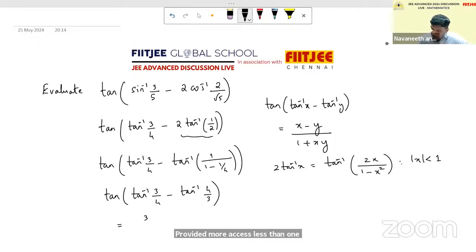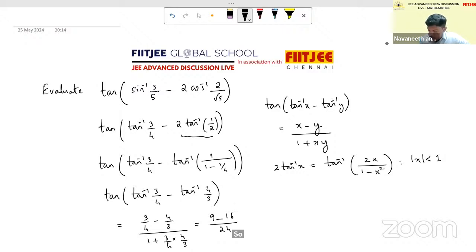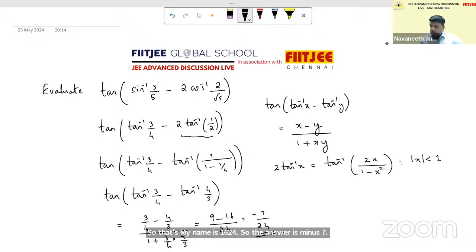So now applying the final formula, I'll be getting this as 3 by 4 minus 4 by 3 by 1 plus 3 by 4 into 4 by 3. So that simplifies to 9 minus 16 by 24. So the answer is minus 7 by 24. Okay, so that's all. That is the answer for this question. So the option, as per the question which I have received, is option A.